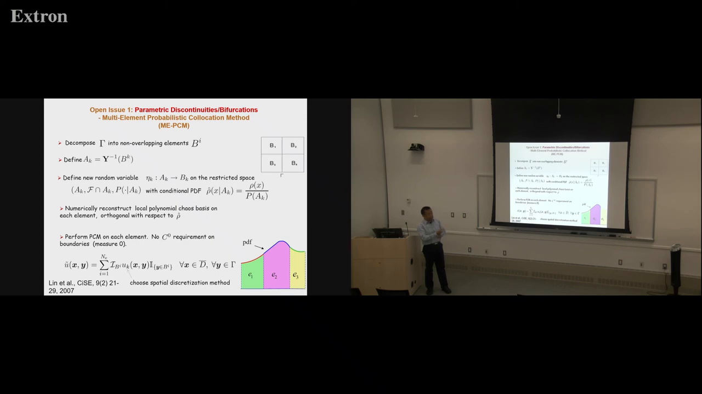Then you apply polynomial chaos on each part. It's just like in the finite element method, where we do domain decomposition. We just do domain decomposition in the random space. So you borrow some techniques and apply them in the stochastic domain. Within each domain, the problem becomes smooth, then we can apply this method. Then you just combine them together and obtain the statistics. That's the so-called multi-element approach.